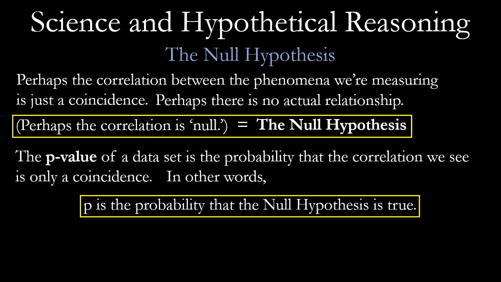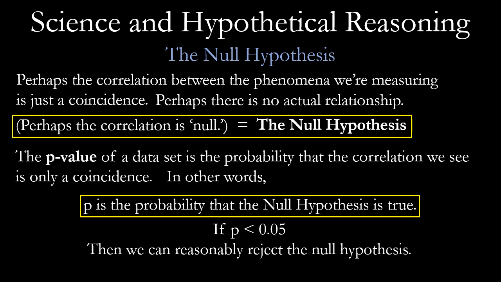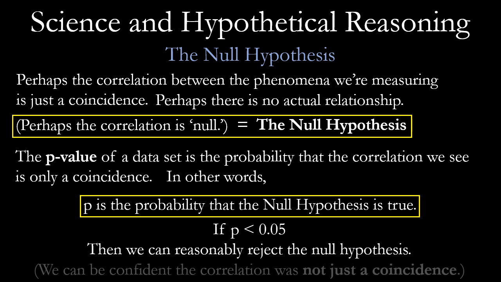So oftentimes in the scientific method, if we find that p, that probability, is less than 5%, right? If the probability that the null hypothesis is true is less than 5%, in other words, if the probability that it was just a coincidence is below 5%, then we can reasonably reject the null hypothesis. In other words, we can say, maybe it was not a coincidence. Maybe our data really do show some kind of correlation between the two phenomena that we are examining, that we're observing, that we're measuring. Okay?